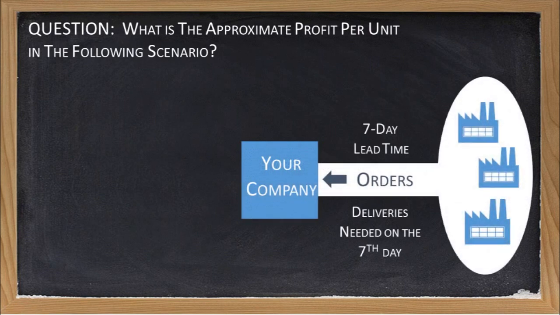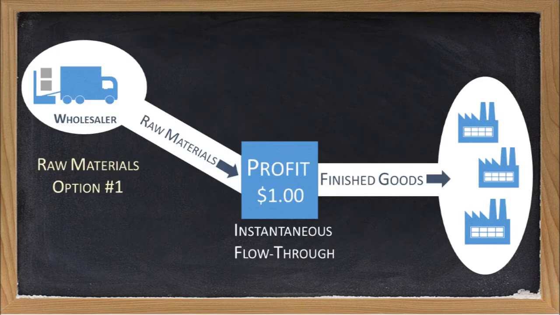Let us suppose that our company supplies goods to other businesses. These businesses place lots of orders with us, and we need to deliver the goods at some point on the 7th day. Furthermore, let's suppose that we have two different ways to deliver on these orders. Our preferred way to fill orders is to get the raw material that we need from our wholesaler. If we do this, then we get a $1 profit on each item we deliver.